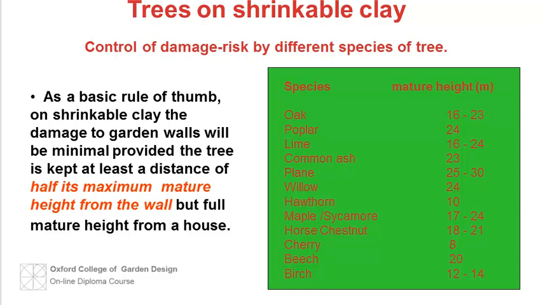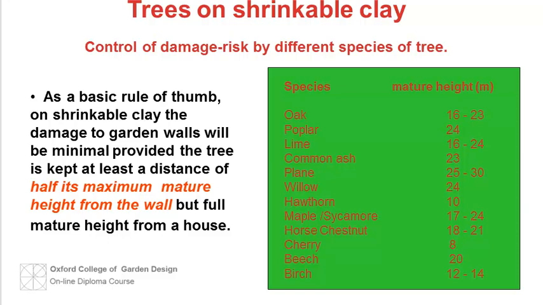If the tree is closer to a garden wall than the rule, or there is a line of trees, then extend the movement joints down right through the concrete footings and consider increasing the number of movement joints recommended in the seminar on the design of walls.